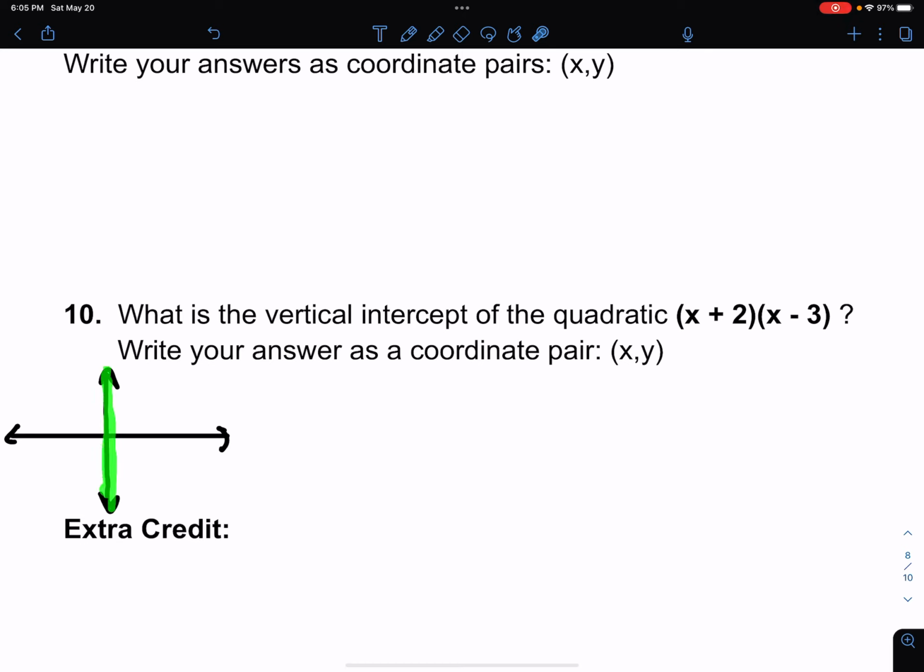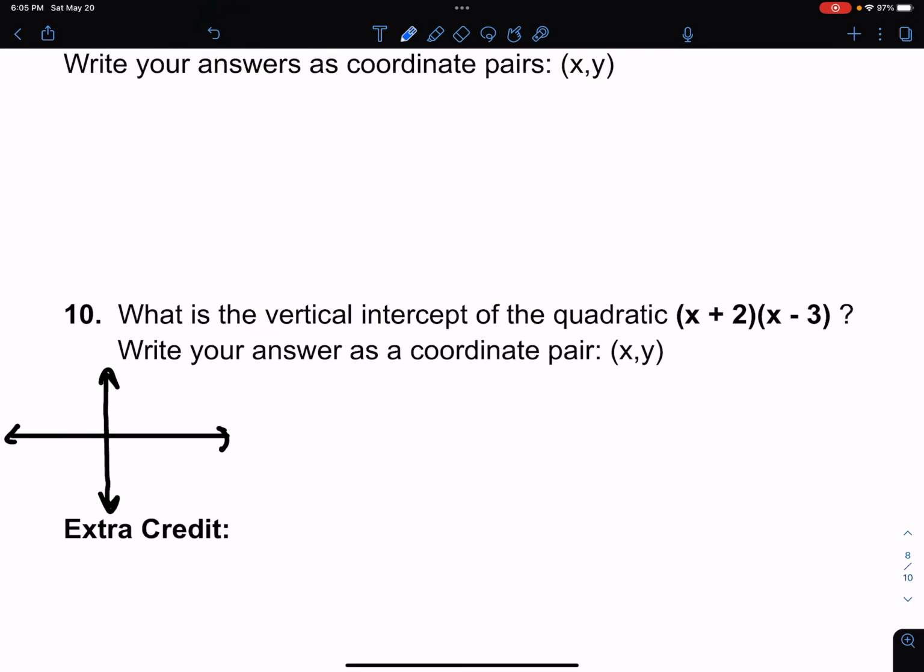Vertical means straight up and down. So what are we looking for when this graph crosses that green line? I've highlighted my vertical axis, the y-axis. This is where x equals 0. Any point on this line, x equals 0. That's what our vertical intercept is. So we just got to plug in a 0 for x's and find out what y equals.